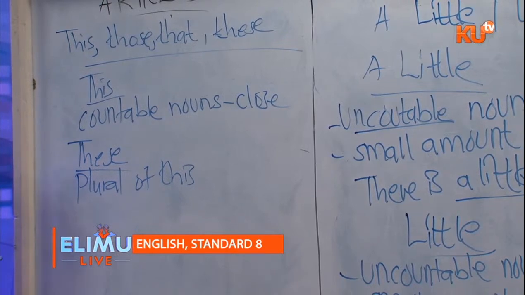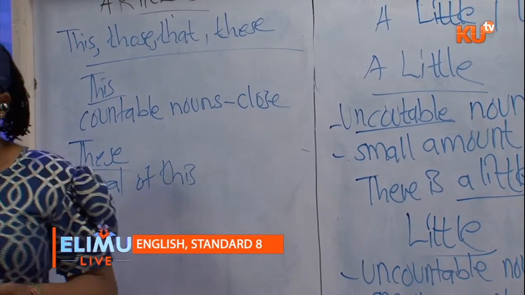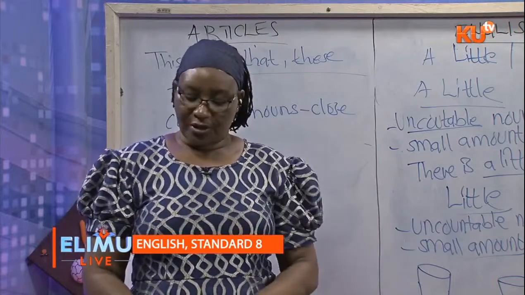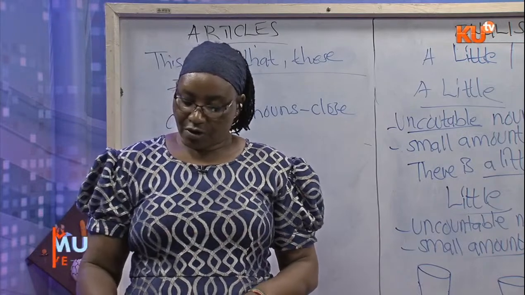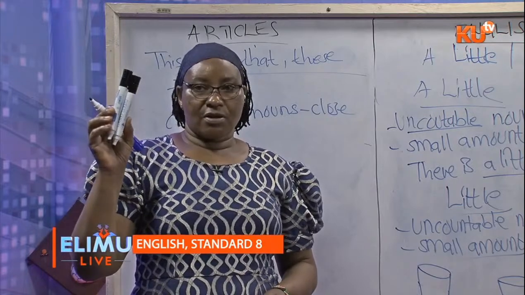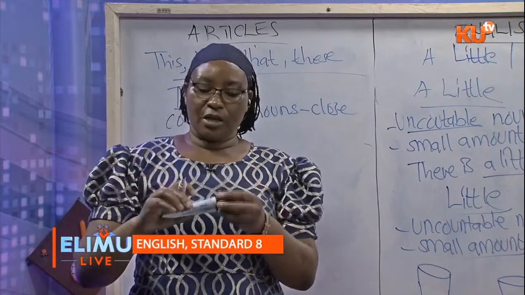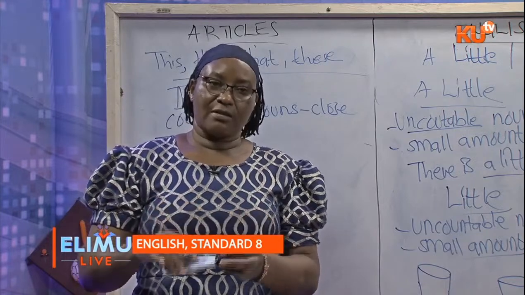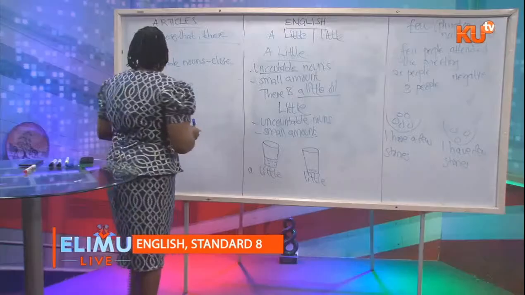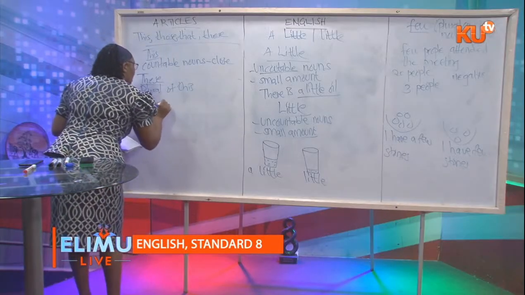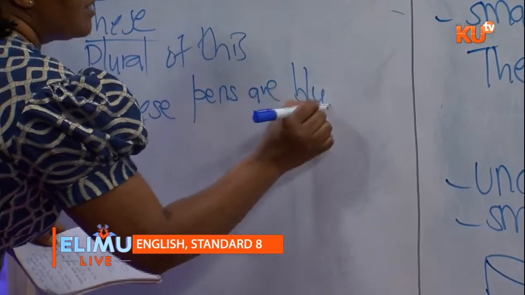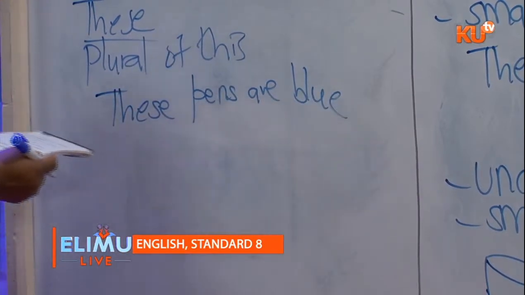It is still used with items or things which are close to the speaker, but when there are many. For example, I have these 2 pens, and I'll say I have 2 blue pens. So these are blue pens. The pens are close to me, and that's why I've used the word these. So I can say these pens are blue. It means they are very close to me.